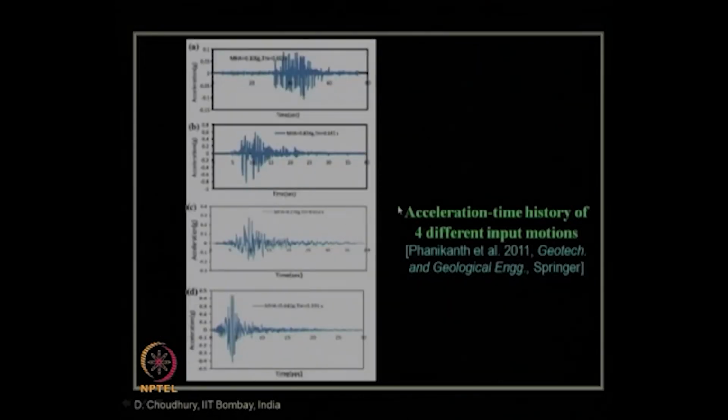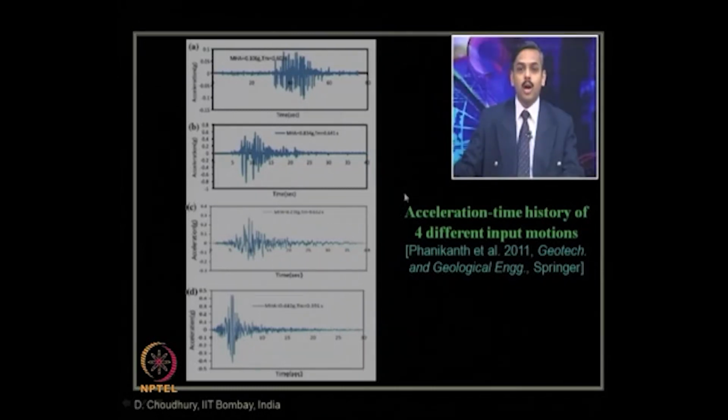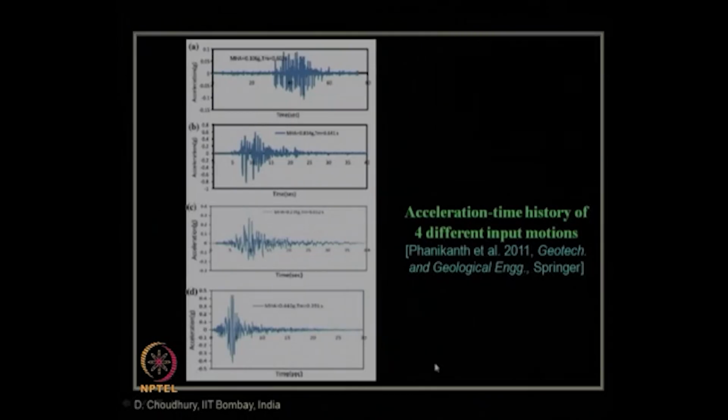The next step was to identify for which acceleration time histories we want to carry out the ground response analysis. We carried out the analysis for these 4 selected acceleration time histories. One is the Bhuj motion of 2001. Another is the Kobe motion of 1995, this is Loma Prieta 1989 and Loma Gilroy 1989.